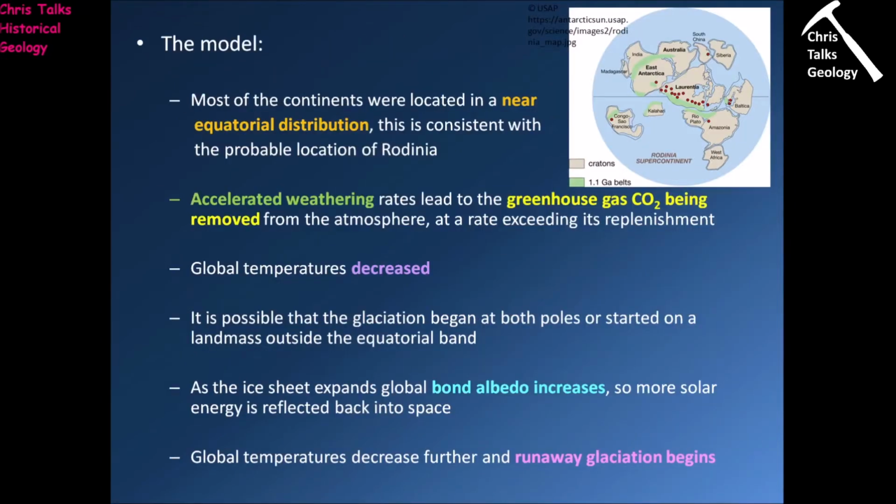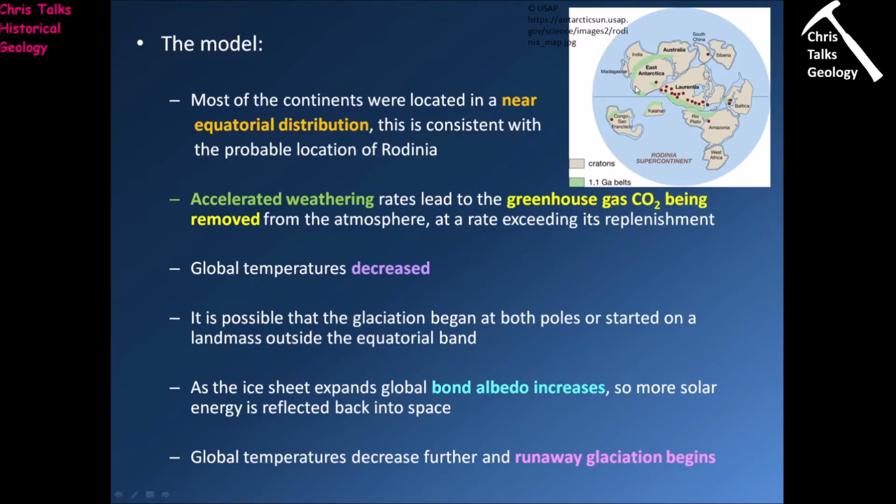So what's the model for this snowball Earth theory? Well, it just so happens that the timing of snowball Earth is believed to coincide with the formation of the supercontinent Rodinia. Now, one of the things you'll notice about the distribution of the continents for this supercontinent is that they are primarily located north and south of the equator. So they're within this equatorial band.